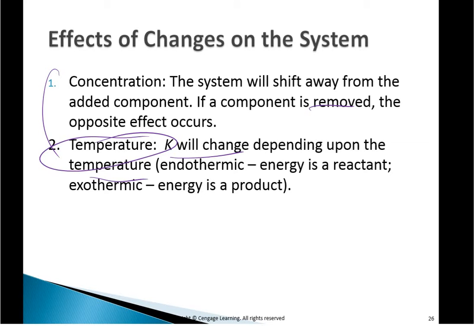Now, depending on whether you are exothermic or endothermic, will also shift which direction. The idea being, it's going to go away from the added component or towards whatever was removed.